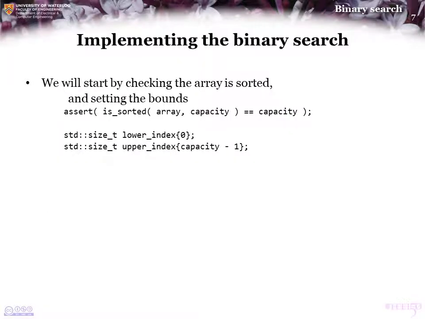All right, so let's start authoring our binary search algorithm. The very first thing we're going to do is make sure that the array is sorted. In a previous topic, we wrote a function to return capacity if the array we are checking is sorted. Otherwise, it would return an index less than capacity.